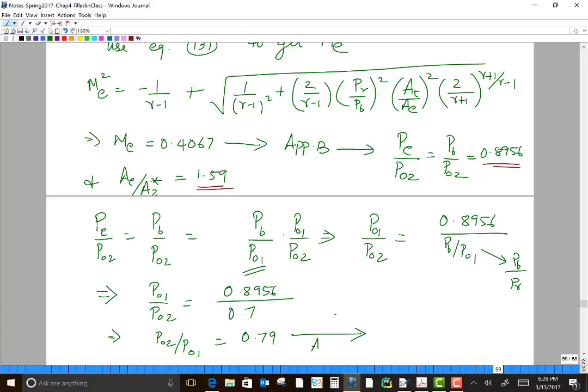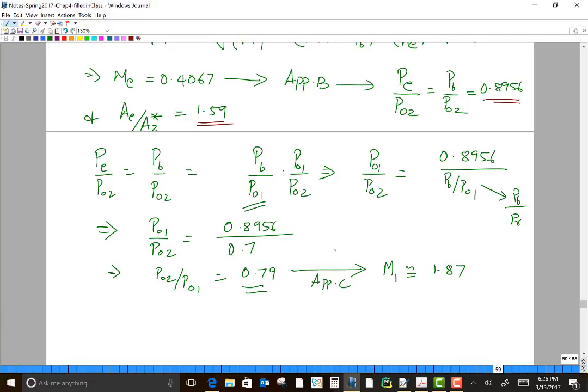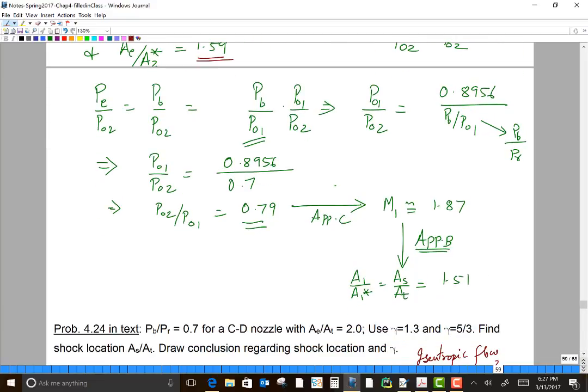From this, you can use appendix C in an inverse fashion. Appendix C gives you P02 by P01 for a given value of M1, right? Now you know P02 by P01, so from appendix C, M1 is approximately 1.87. For M1 equal to 1.87, at which location in the isentropic flow region 1 would M1 be 1.87? From this you use appendix B to get A1 by A1 star equals AS by AT, which is 1.51. This is the essential method. So this is how you do it.